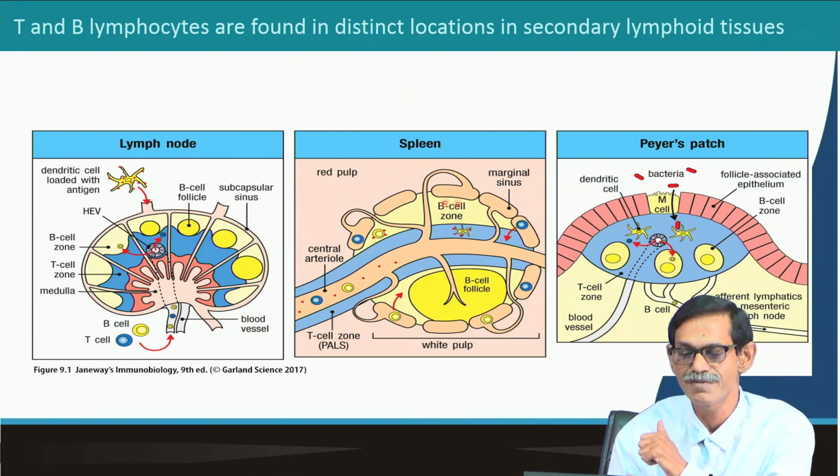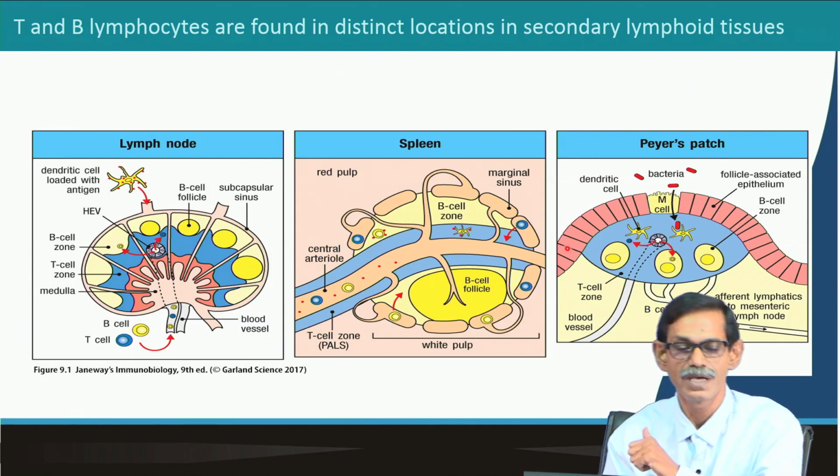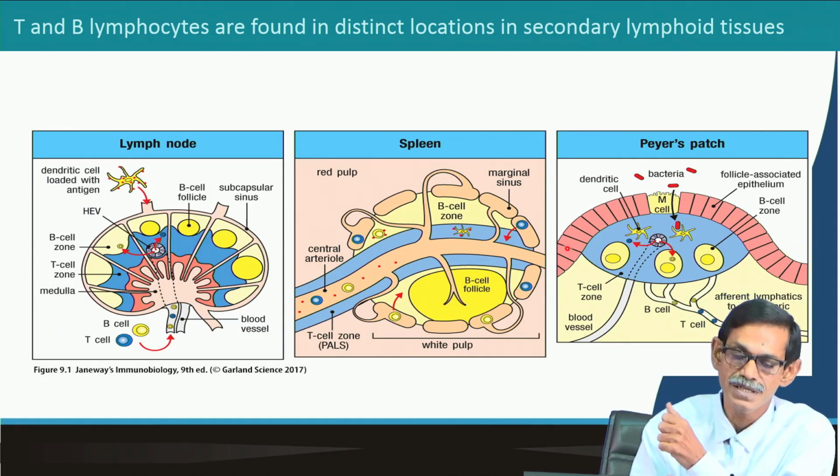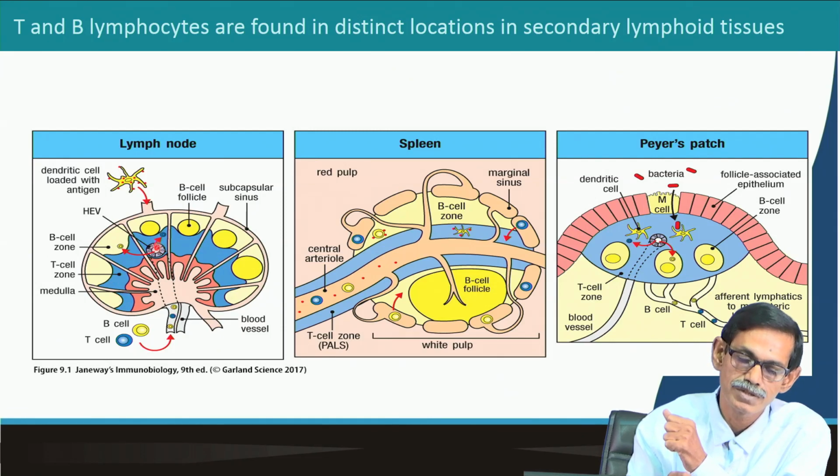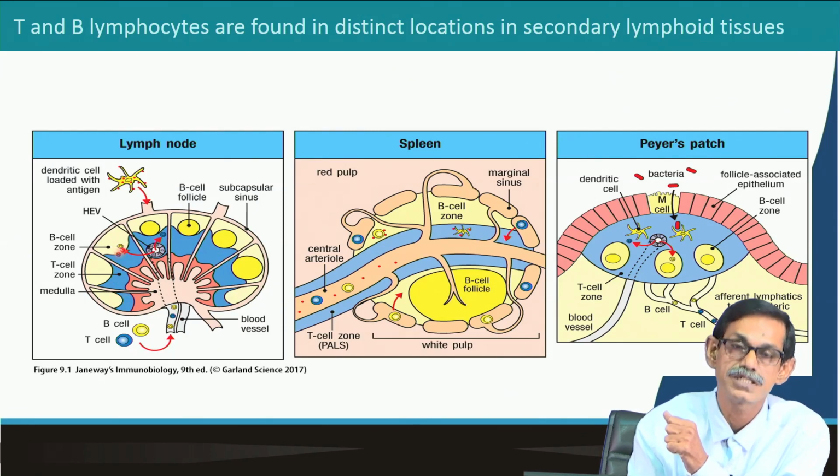B cells are not everywhere and T cells are not everywhere, but that does not mean they are totally absent. The majority of T cells are in this blue zone. How does this happen? B cells and T cells come through this venule and are distributed.